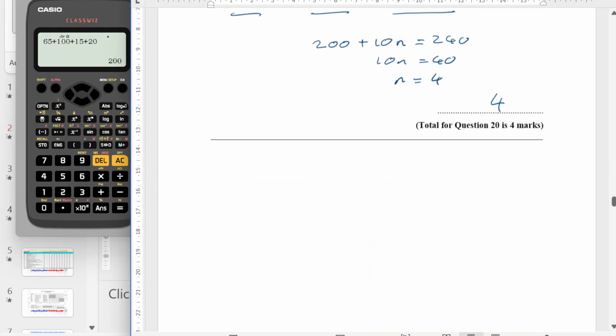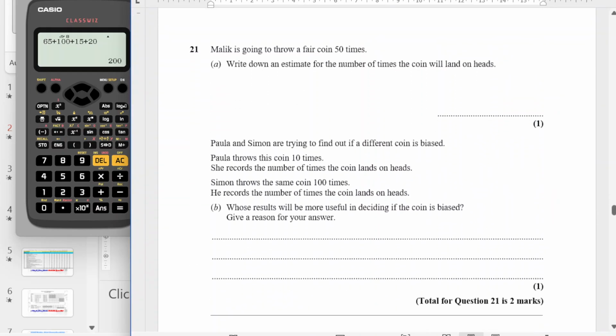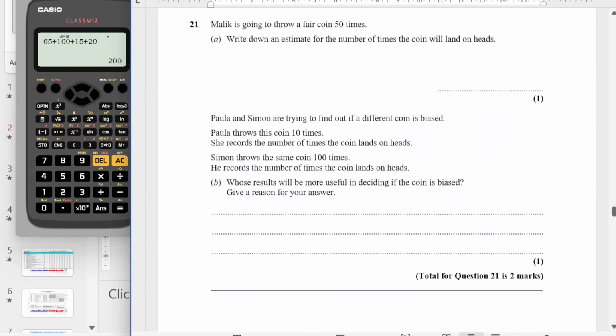Right, question 21. So for question 21, Malik is going to throw a fair coin 50 times. Write down an estimate for the number of times it will land on a head. So 50 times by 0.5, 25.